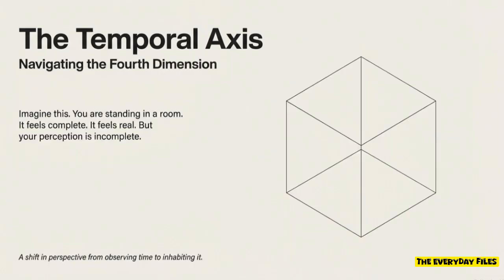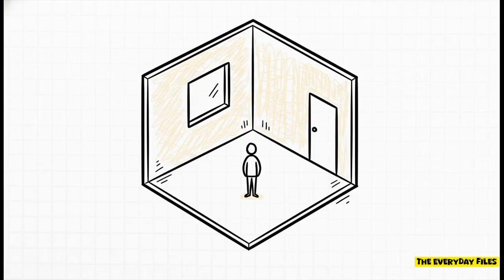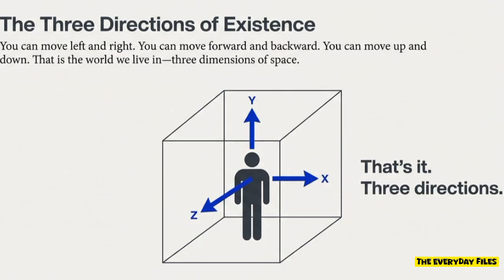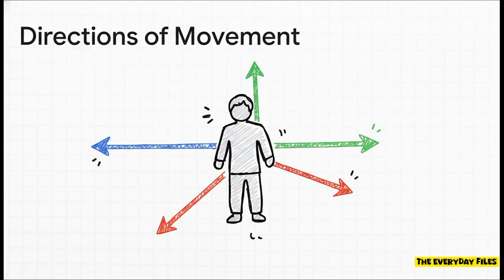Okay, so picture this. You're standing in a room. Could be your office, your bedroom, wherever you are right now. Just a normal, everyday, three-dimensional space. Now, in that room, how can you move? Well, it's pretty simple, right? You can go left and right, you can go forward and backward, and of course, you can jump up and down. That's it. Those are the three dimensions of space that define our entire physical world.